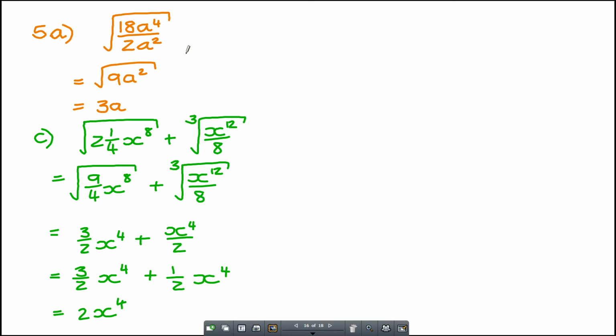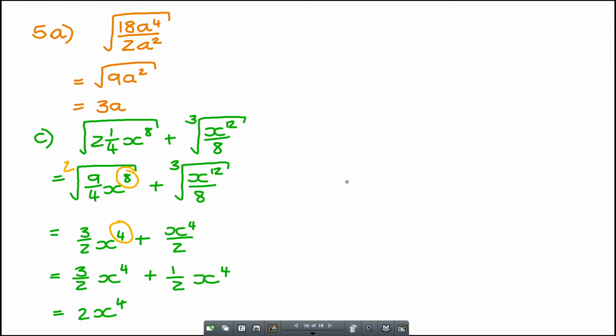Okay, then at C, I'm just quickly going to talk through C. You will see that this mixed number I first changed to an improper fraction. Then I could get the square root of 9 would be 3, the square root of 4 would be 2. Square root of x to the power of 8, remember we take inside divided by that outside, and that's how I got the 4. You guys fine with that?